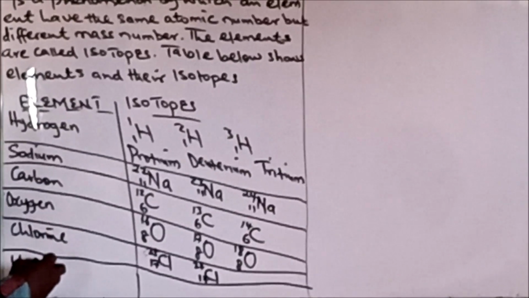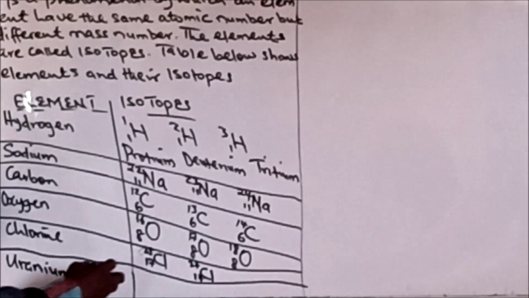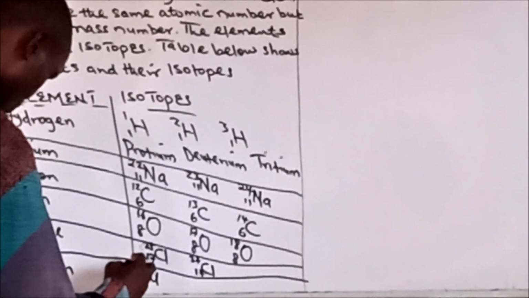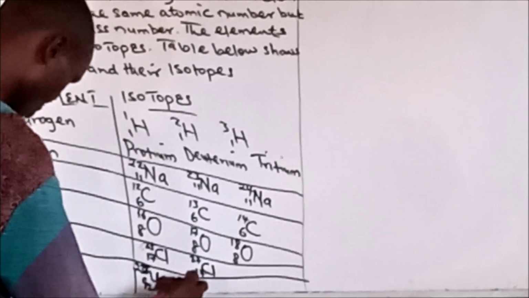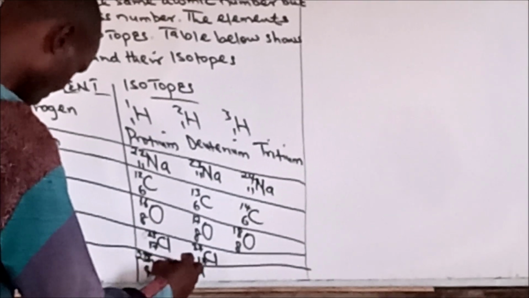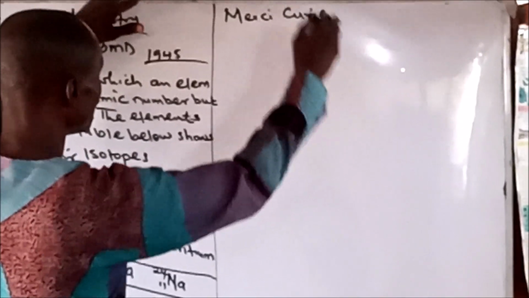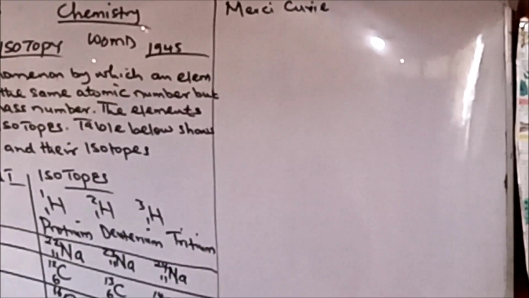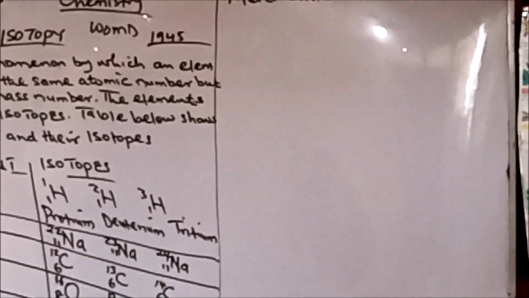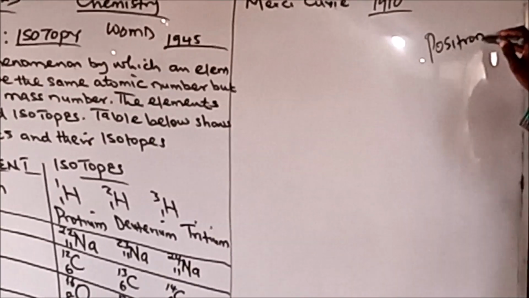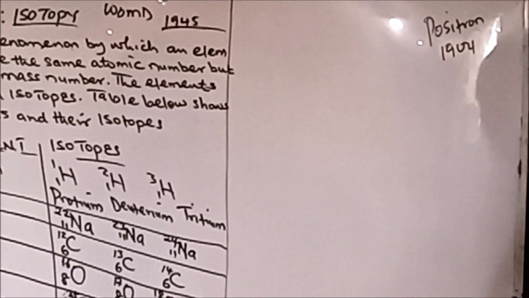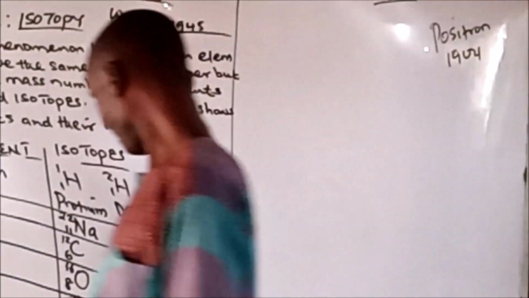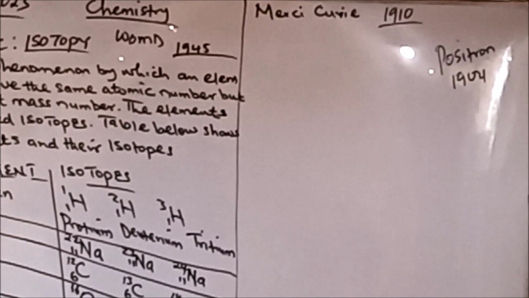So you have uranium-238 and uranium-239. Very super intelligent. She defeated so many men. The daughter of this woman discovered it in 1904. Alright? So that is it. So these are isotopes.